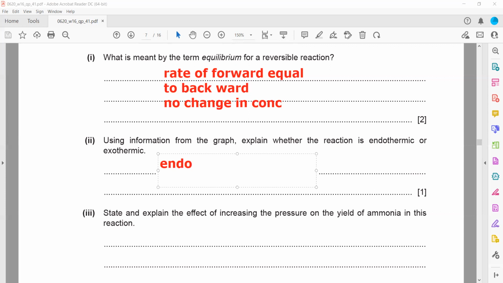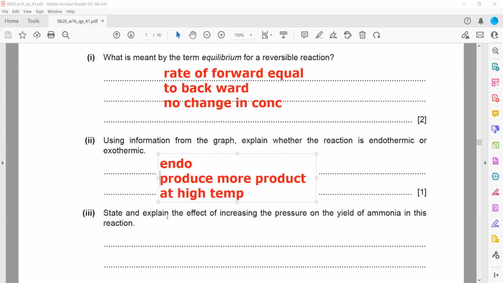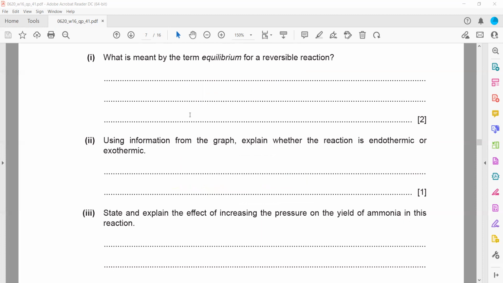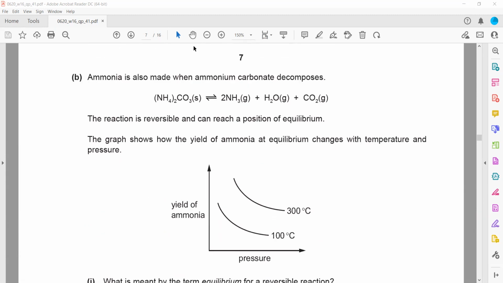State and explain the effect of increasing the pressure on the yield of ammonia. What will be the effect of increasing the pressure? You can use the graph, or you can check the moles of gas. On the reactant side, we have 0 moles of gas. There is a mole of solid, but not gas. We always check for gas. Here, water is a gas, and carbon dioxide is also mentioned as a gas. So 4 moles of gas.